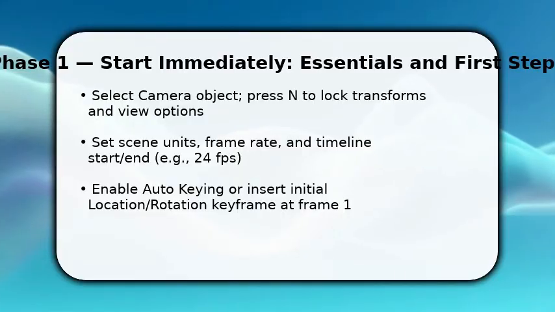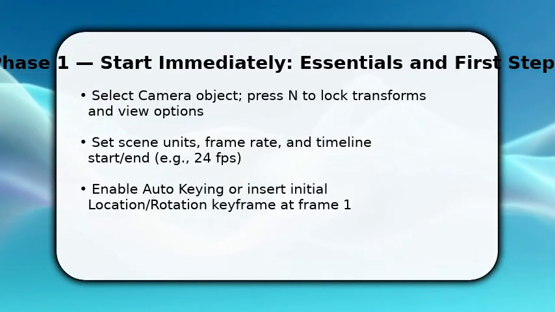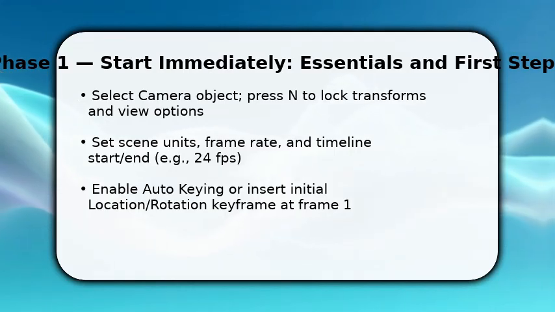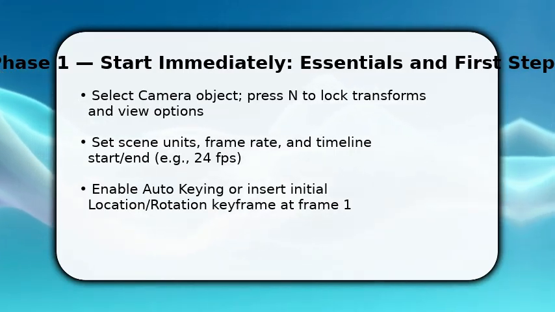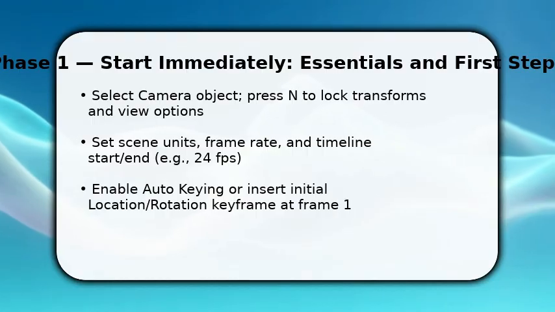You begin by preparing the camera and scene so your moves read clearly. First, select the camera and position it roughly where the shot should start. Insert a location and rotation keyframe at frame 1.